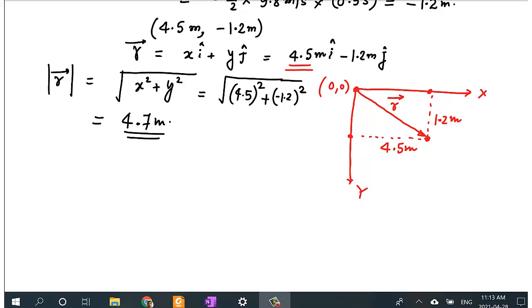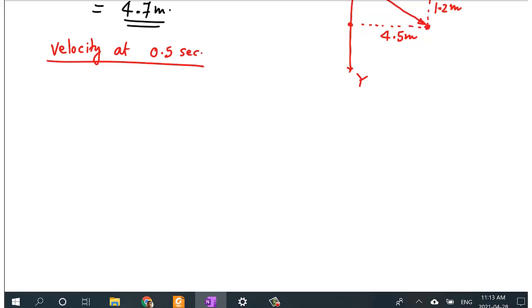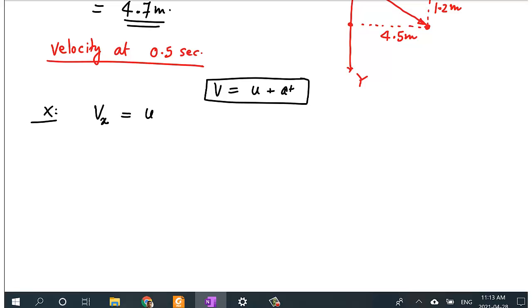Now we also have to calculate the velocity at t equal to 0.5 seconds. So let us try to calculate the velocity at 0.5 second. Once again we have to use the same thing. If you remember, we have the formula v equals u plus at. Now I will apply this formula for two directions, one for the x direction, another for the y direction. If I apply it for the x direction, I can write v_x equals u_x plus a_x times t.